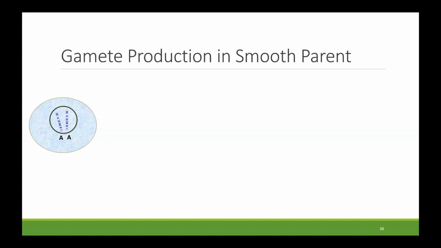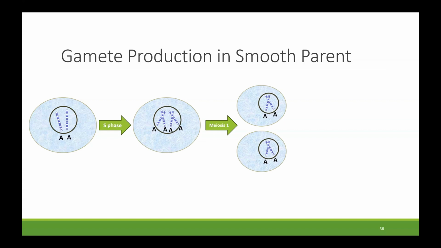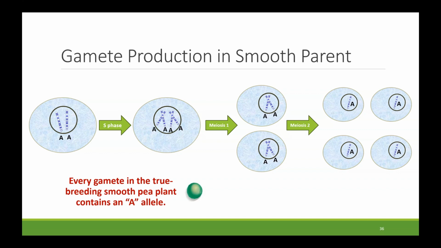So this graphic is going to show the reproduction of a germ cell, which you may remember is the special type of diploid cell that gives rise to the gametes. In the smooth pea plant parent, given that it is homozygous dominant, with 2 copies of the capital A dominant gene, the cell will go through its cycle and it will duplicate those genes when it copies the chromosomes during S phase. And then during meiosis 1, the chromosomes will be separated into 2 cells. And then finally, during meiosis 2, each one of those 2 cells splits again, and you end up with 4 haploid cells. And all 4 of them contain a single copy of the capital A allele.